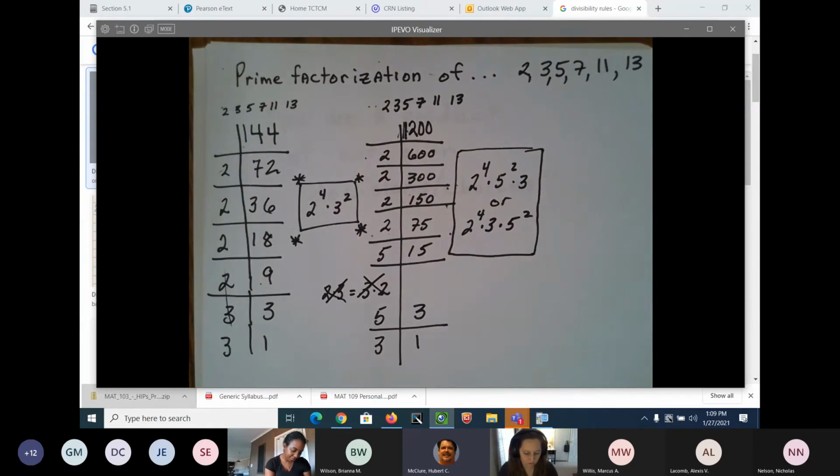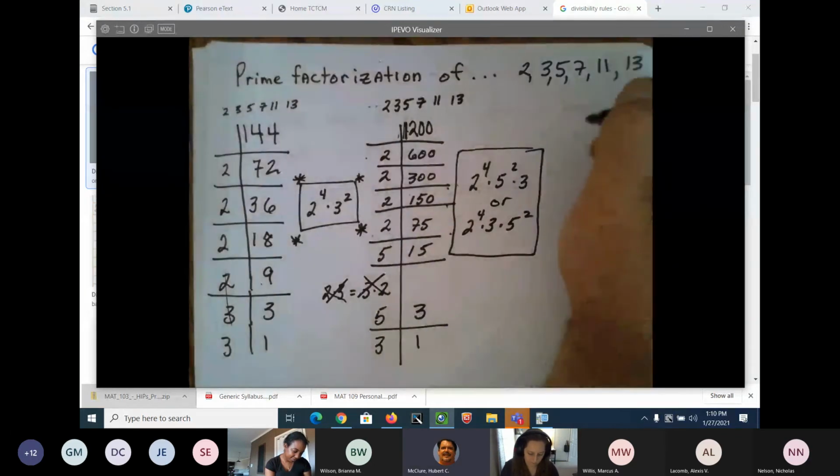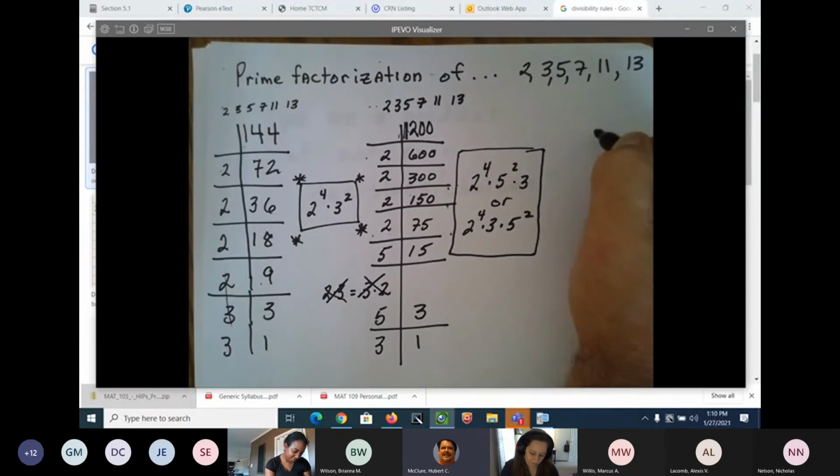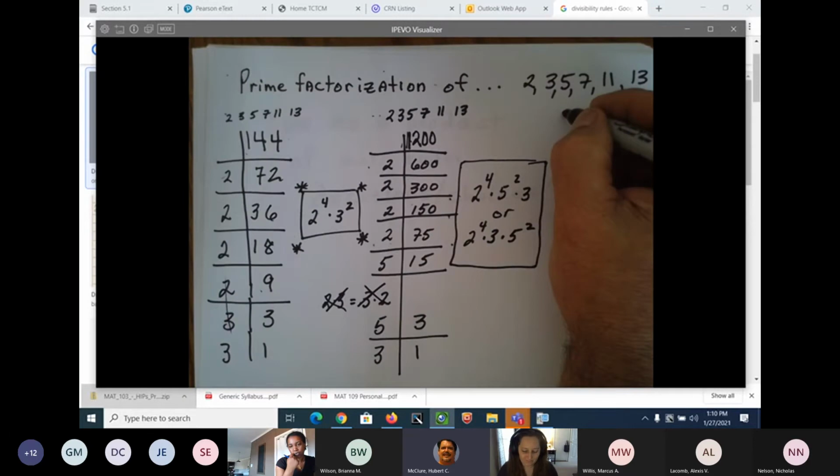All right, so let's do another one. Let's do the prime factorization of 1,500. I start y'all off kind of easy because I want you to crash and burn, and that way I can really discourage you when you get some wrong. 2, 3, 5, 7, 11, and 13. All right, take another 30 seconds and do that.